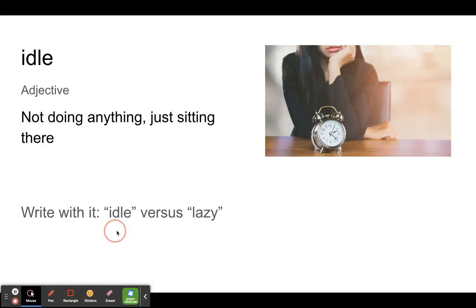When you're writing with it, idle versus lazy. Lazy has a more negative connotation because lazy means that you should be doing something, or you have the feeling of avoiding your work. But idle is just more neutrally descriptive, like you just happen to not be doing anything at the moment. Maybe you don't have anything to do.